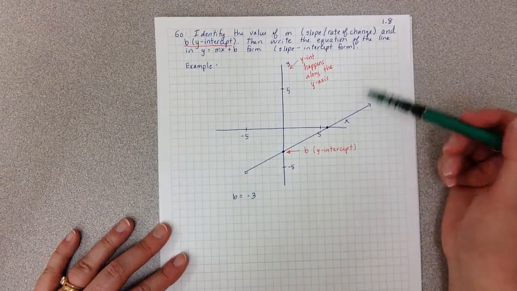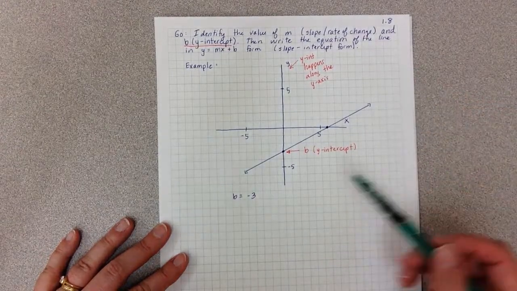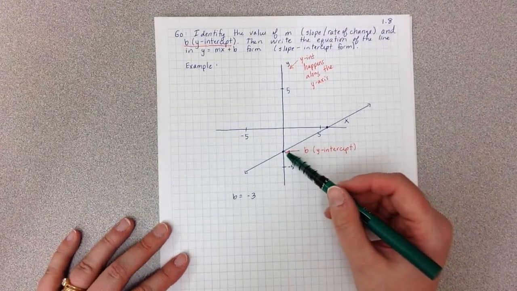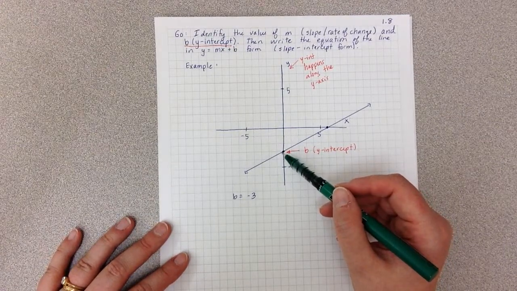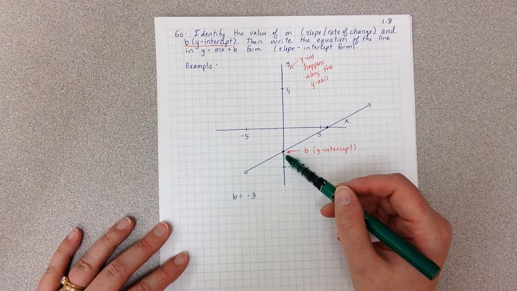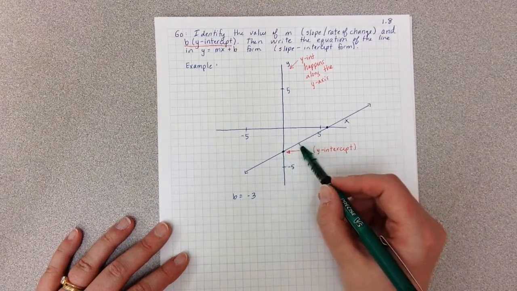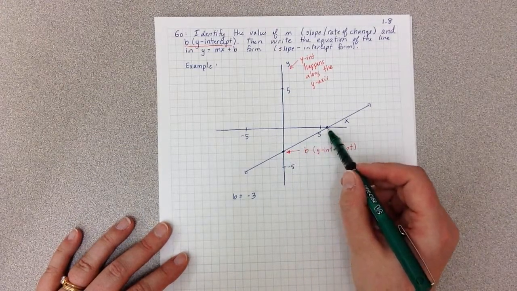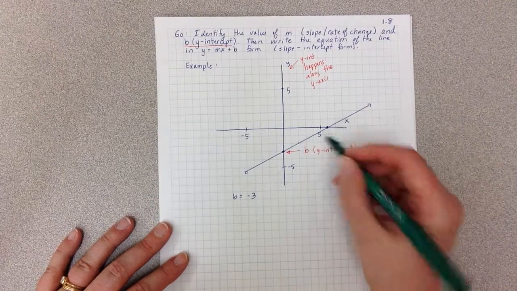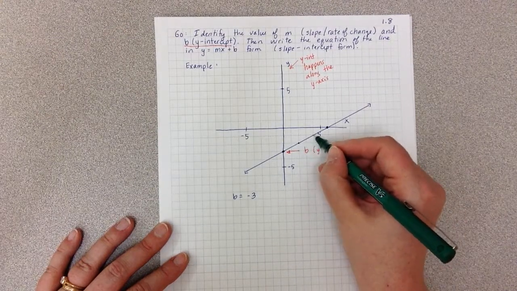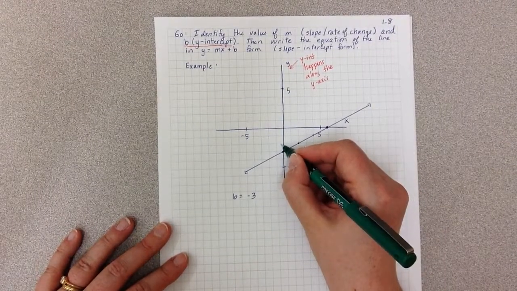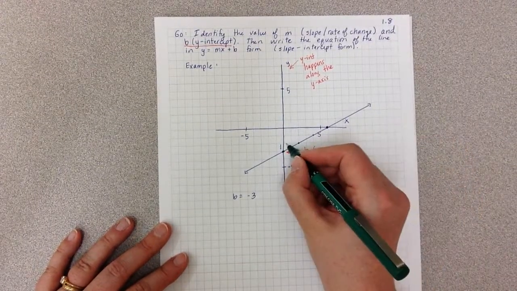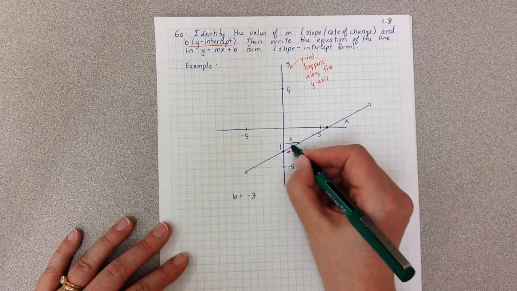Now I have to identify my slope. So remember, our slope is our rise over run. So I'm kind of looking here for a point where it goes through a corner. And it looks to me like it goes through pretty nicely this corner and this corner and this corner. And so then I count this distance, which is 1, and this distance, which is 2.